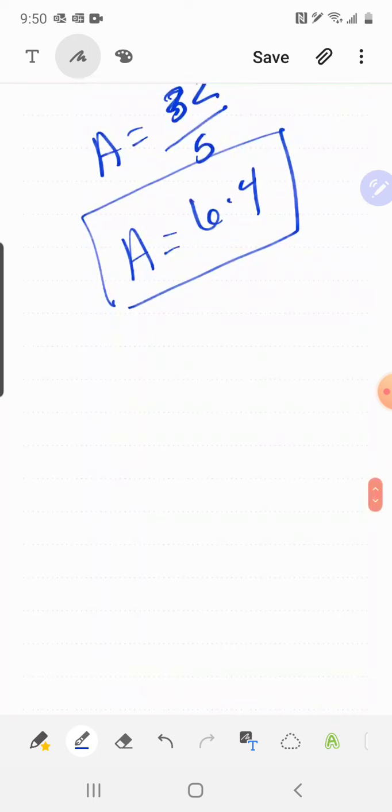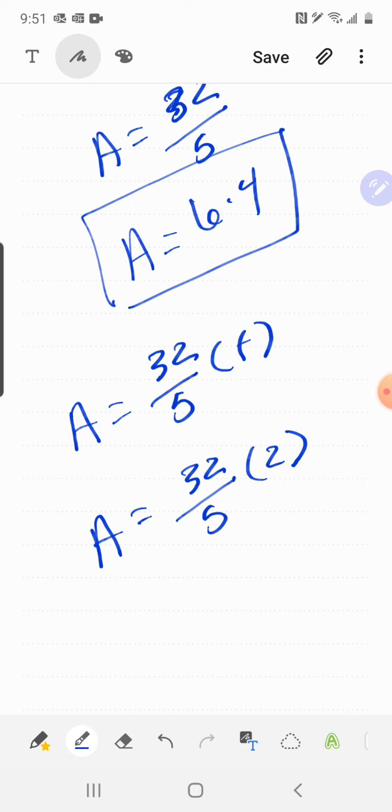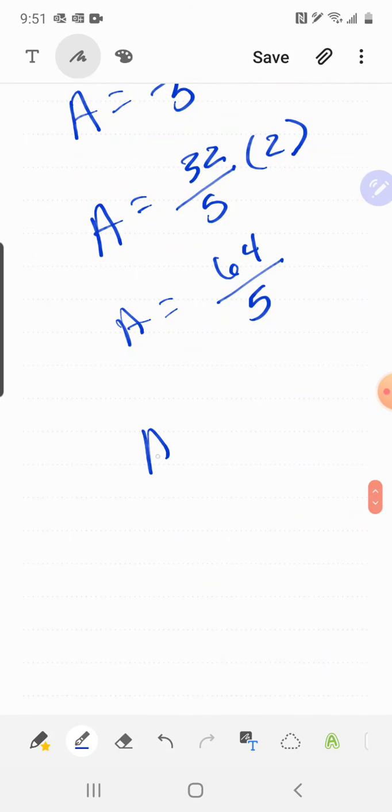All right, let's do the next one. So the next one says at 2 minutes. So I got A is equal to 32 divided by 5 times t. And I got it at 2 minutes. So A is equal to 32 divided by 5 times 2, which then turns to A is equal to 64 divided by 5. I took 2 times 32. 64 divided by 5, area is equal to 12.8.